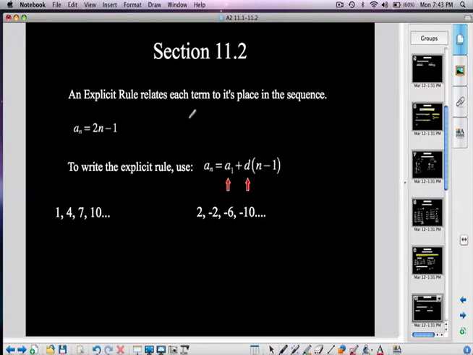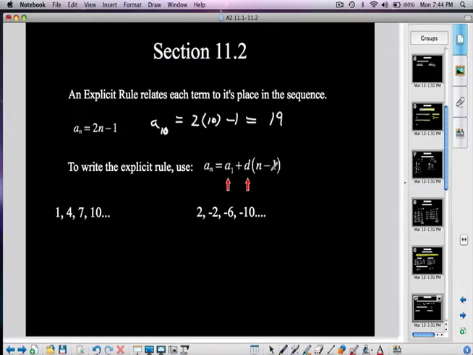So an explicit rule, again, relates each term to its place in the sequence. So if a sub n is equal to 2n minus 1, I can find any term based on its place. If I wanted to find, say, a sub 10, I know that would be equal to 2 times 10 minus 1, because for a sub 10, n was equal to 10. So this would be 20 minus 1, which would be 19.